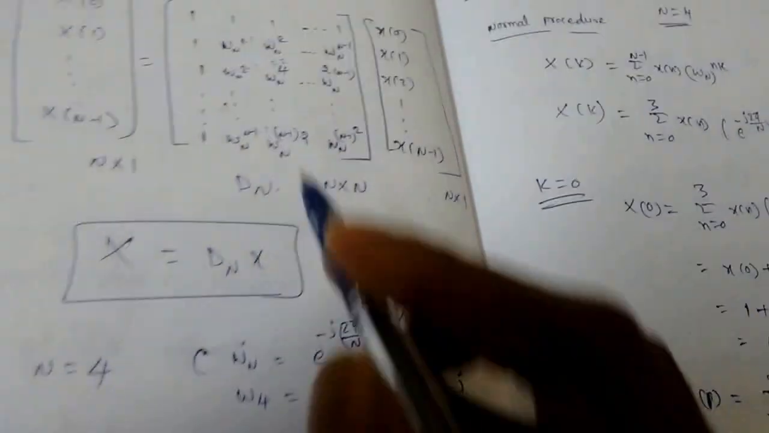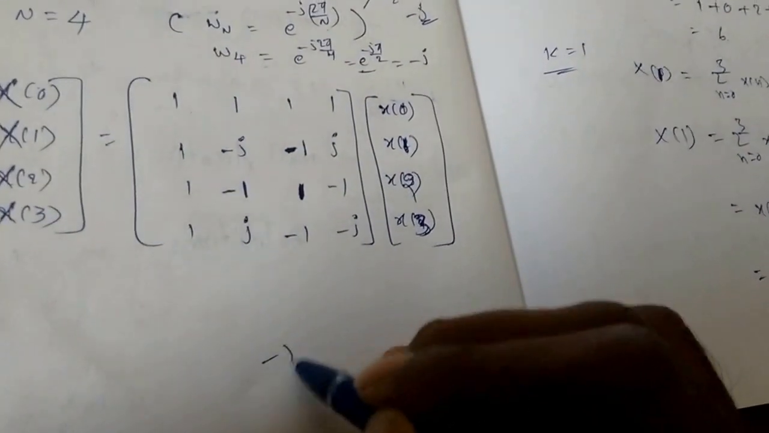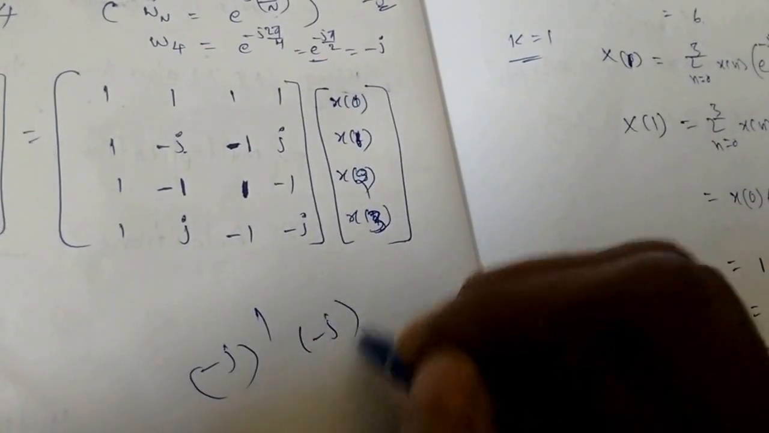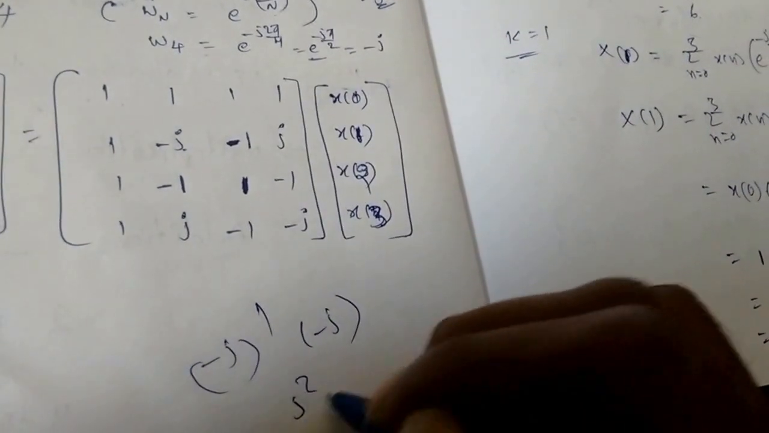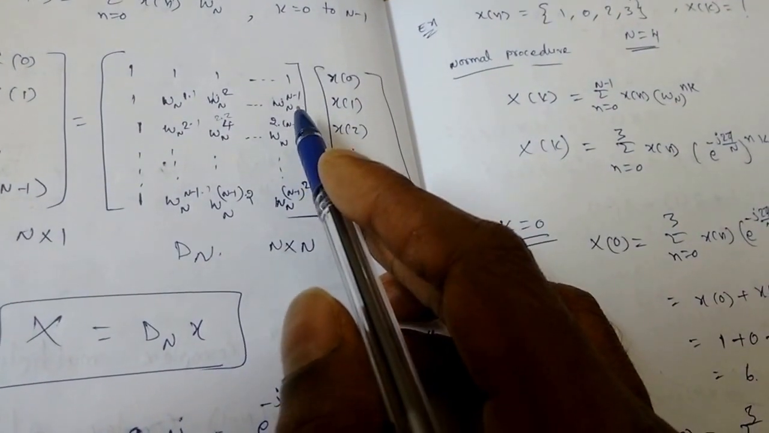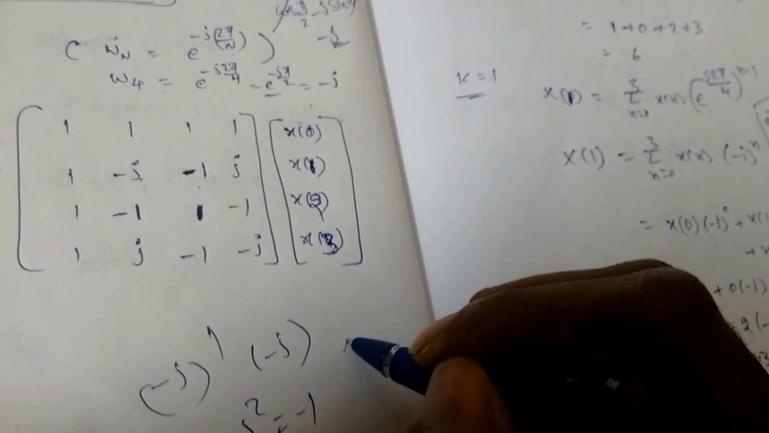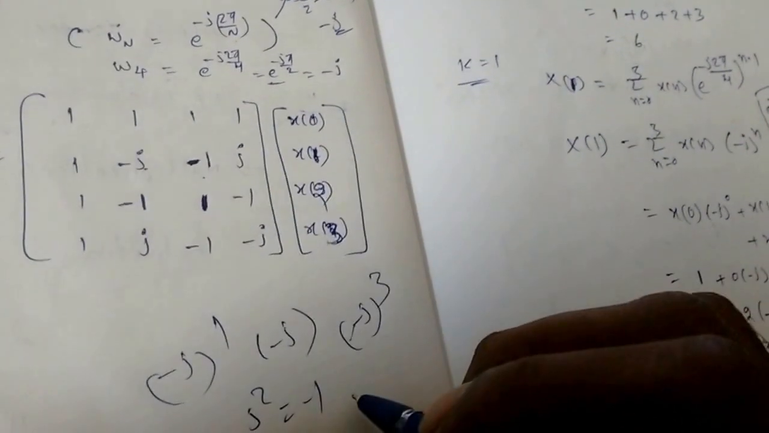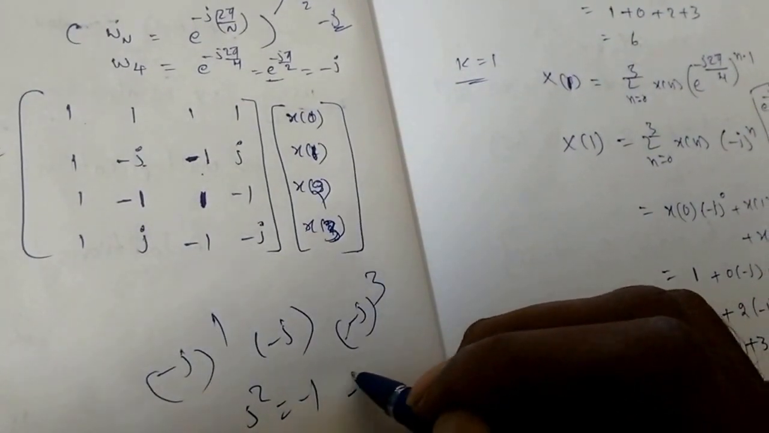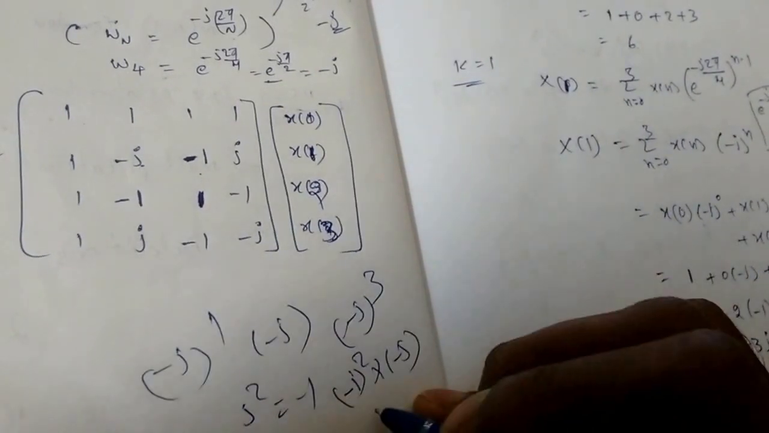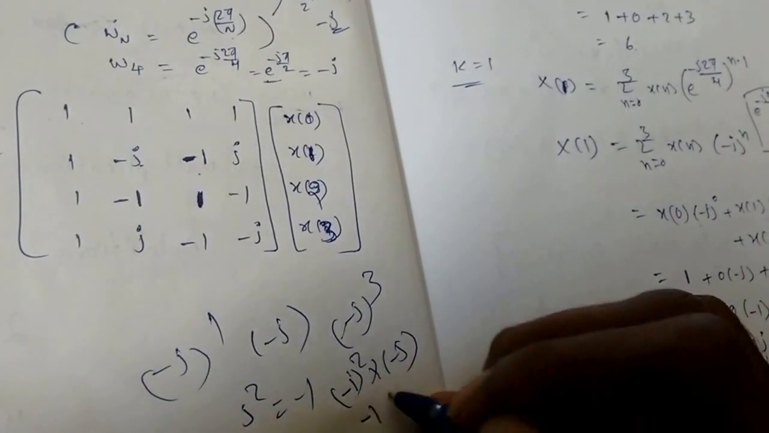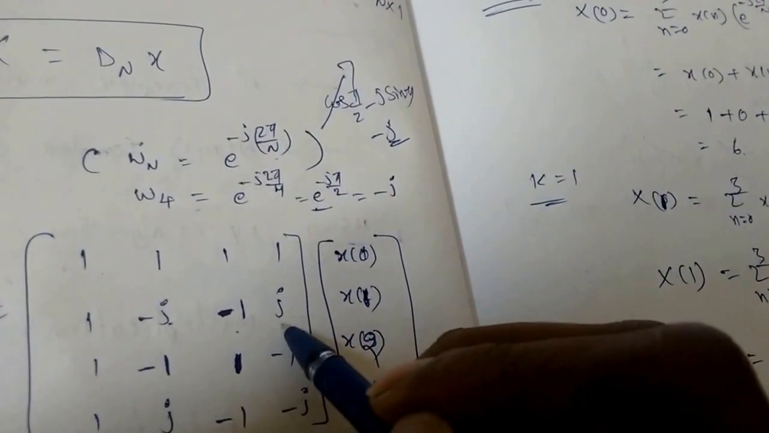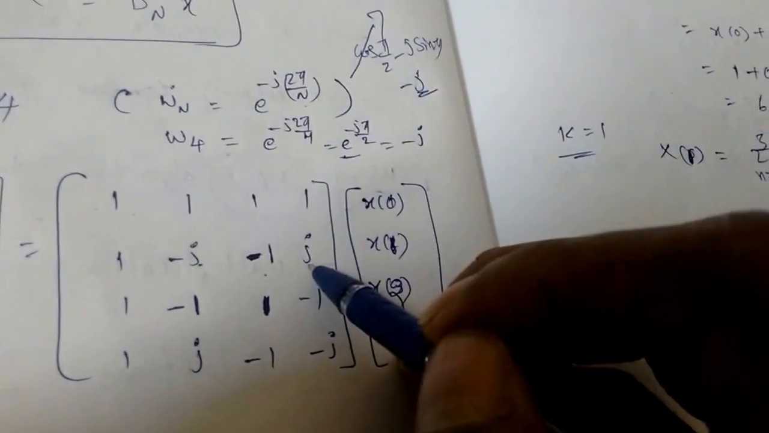Next, this will be fixed. The first one is Wn power 1, that is minus j power 1, so minus j. Next one is minus j whole square, so minus j into minus j. What will I get? j square, which is nothing but minus 1. Next one is Wn power 3, so minus j whole cube. Minus j whole square into minus j. So minus j whole square is minus 1, into minus j. Minus 1 into minus 1, minus 1 into minus j, j.